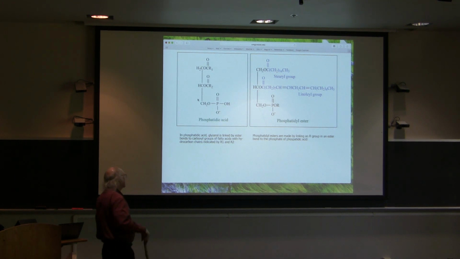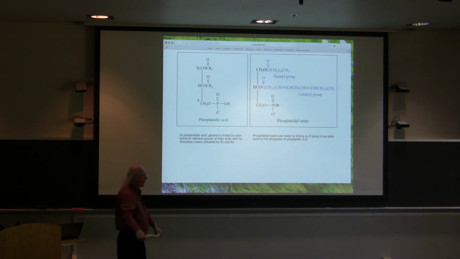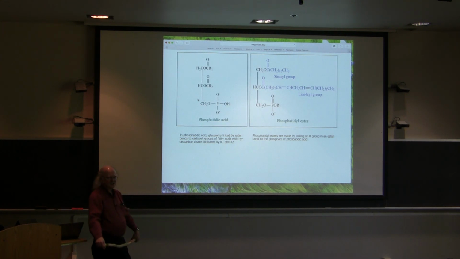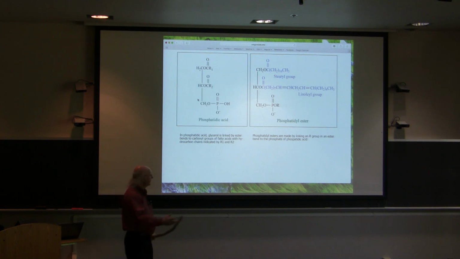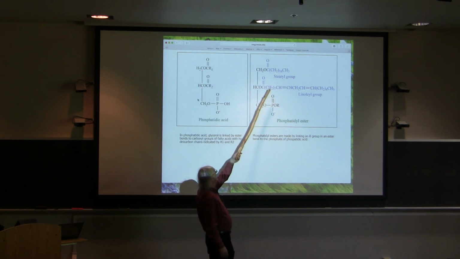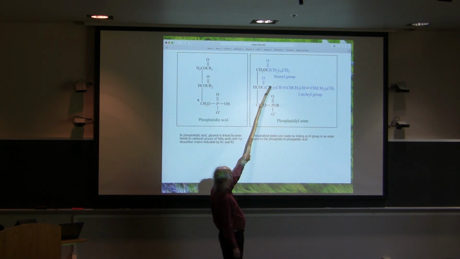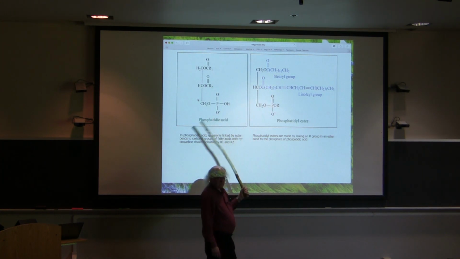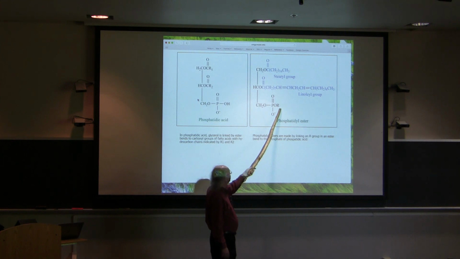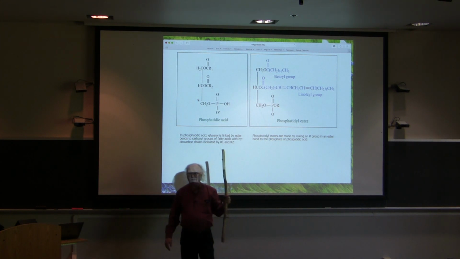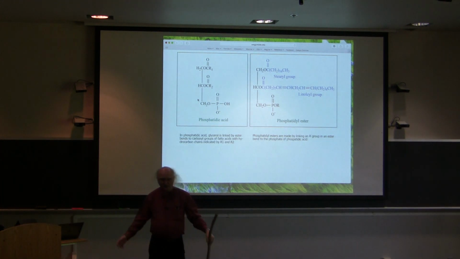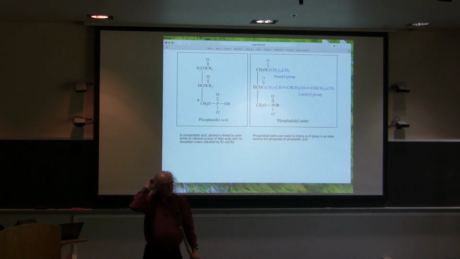So the question is, can glycerophospholipids be something besides phosphatidic acid? The answer is certainly. So here's an example right here. Here's a glycerophospholipid. It's got a fatty acid at position 1, a fatty acid at position 2, and a phosphate at position 3. And it's got something attached to the phosphate that has made it a phosphatide. And that's not phosphatidic acid, and that is definitely a glycerophospholipid.